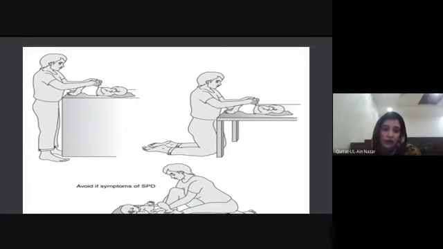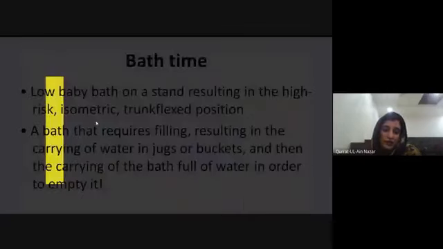Bath time. After discussing nappy changing, bath time is also a very fun time for the mother, but it can also be another source of musculoskeletal problems. The risk factors during the bath are as follows. A low baby bath on a standing position results in a high risk of isometric loading and trunk flexion positions. A bath that requires filling results in the carrying of water in jugs and buckets, and then the carrying of the bath full of water in order to empty it.